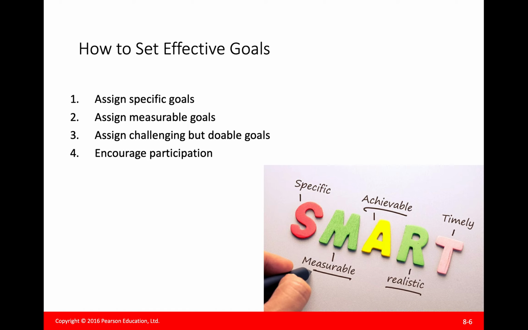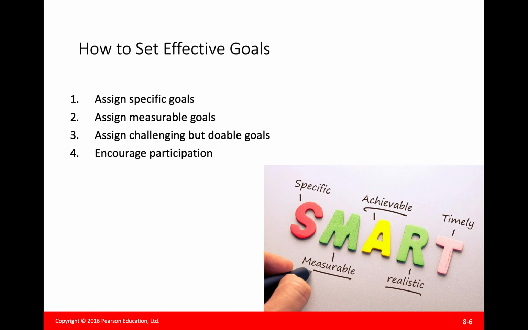Very familiar is SMART model, right? SMART: specific, measurable, achievable, realistic, and timely or time bound. So this SMART model is good to follow when it comes to setting goals for the employees' performance as well. And then we have a guideline here, 4 points that is similar to SMART objectives goals, but remember number four, encourage participation.